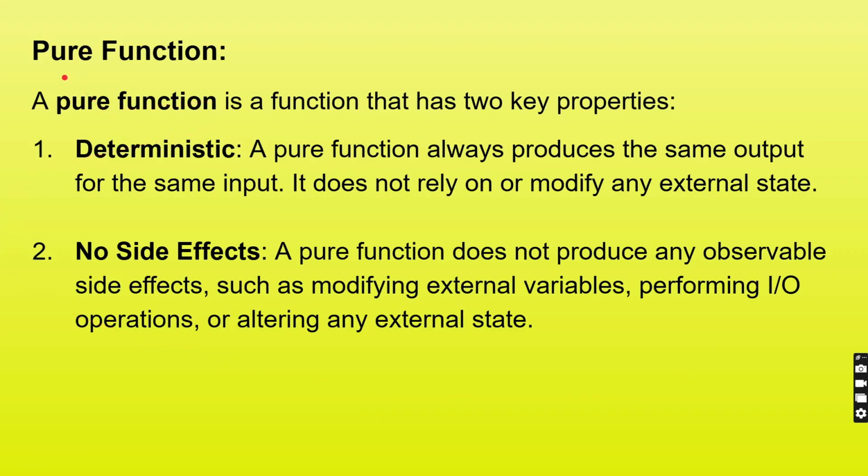A pure function is a function that has two properties. Deterministic: a pure function always produces the same output for the same input. It does not rely on or modify any external state. No side effects: a pure function does not produce any observable side effects, such as modifying external variables, performing IO operations, or altering any external state.